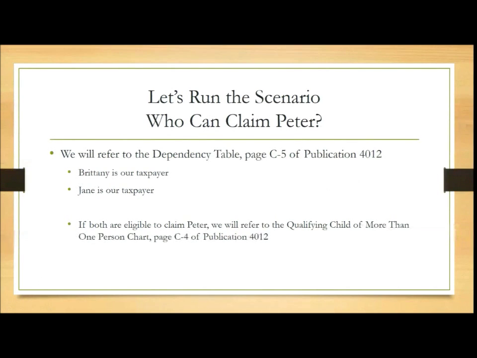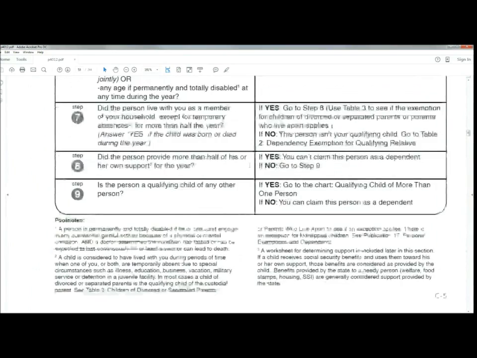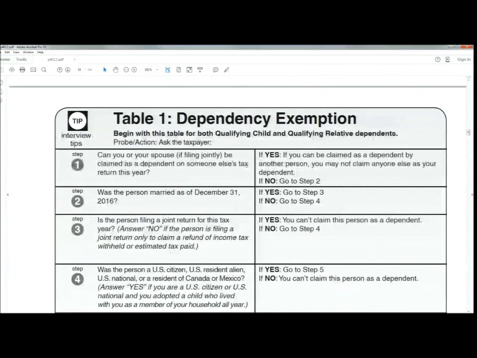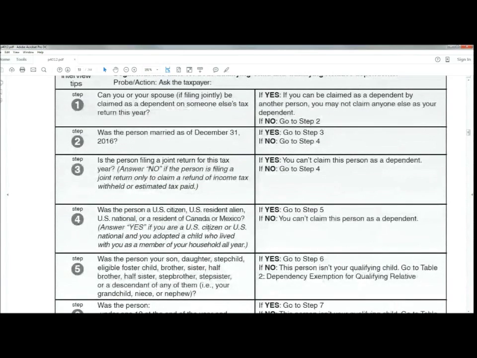So let's look at Brittany. Brittany's looking to her son, Peter, and asking these questions. Can Brittany be claimed as a dependent? We've already answered that. The answer is no. So Brittany's still in the game here as far as claiming Peter. Was Brittany married? No. Was Brittany a U.S. citizen? In fact, I beg your pardon.